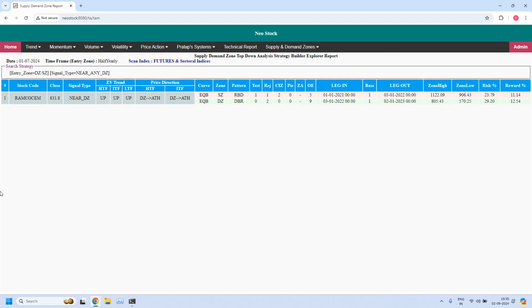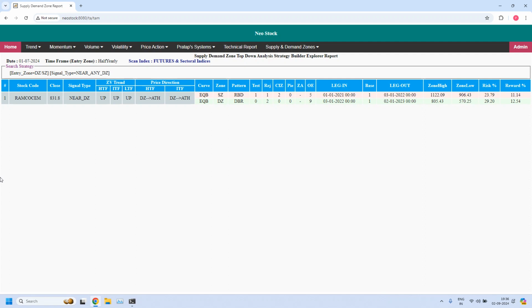In case you don't understand how to study this report, I request you complete our training lesson 21.1. That is part 1 of lesson 21. There I have explained each and every column in detail, their values, abbreviations, everything. I also explained how to draw the zones in TradingView by taking this leg in timestamp, leg out timestamp and also the base candle count. So please go through that video.